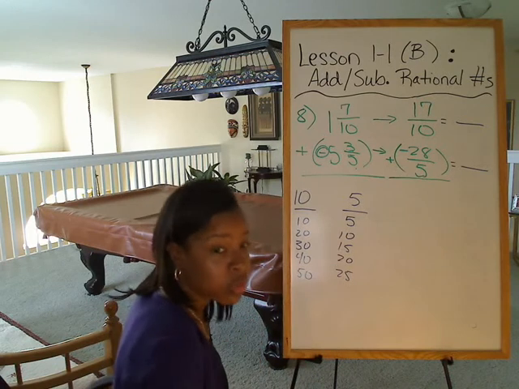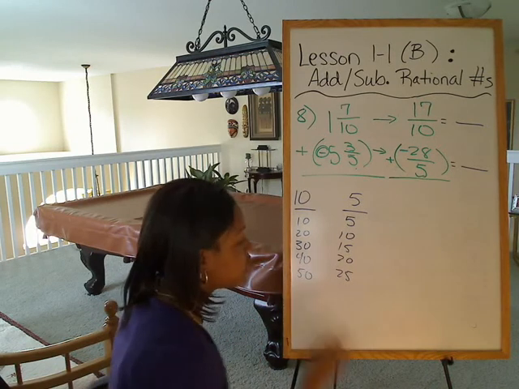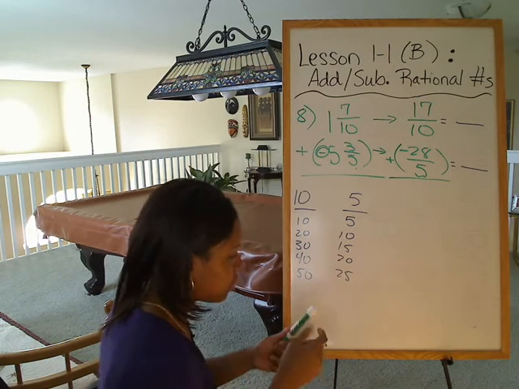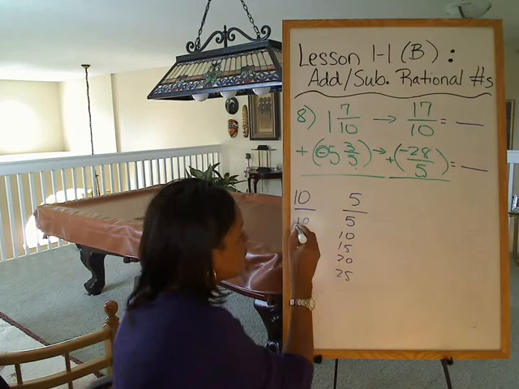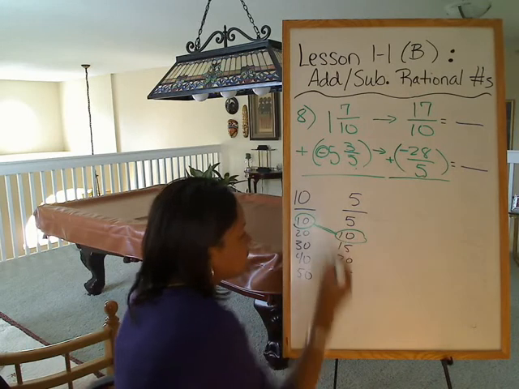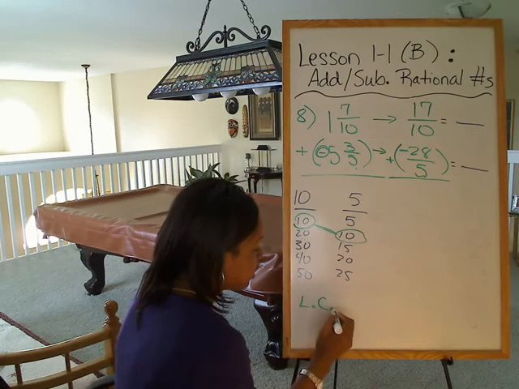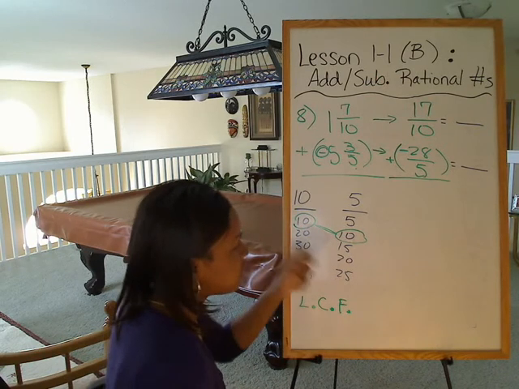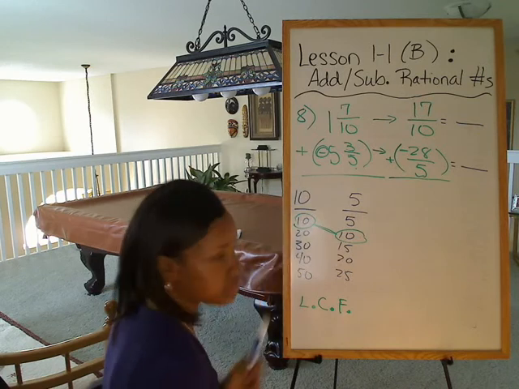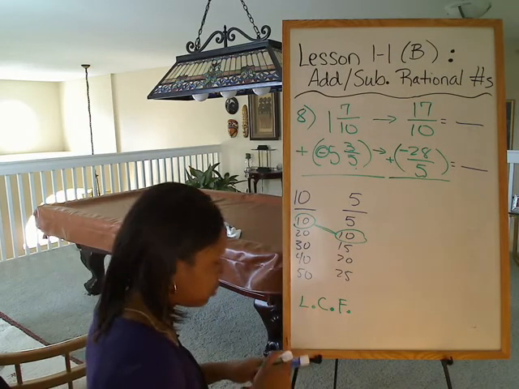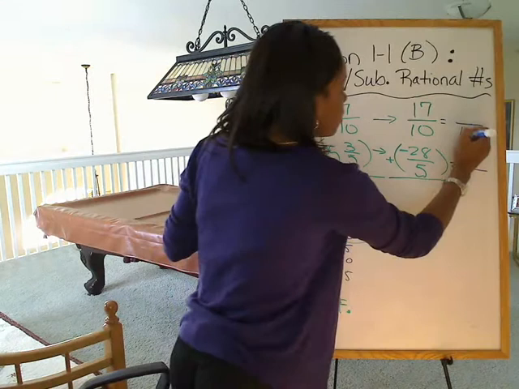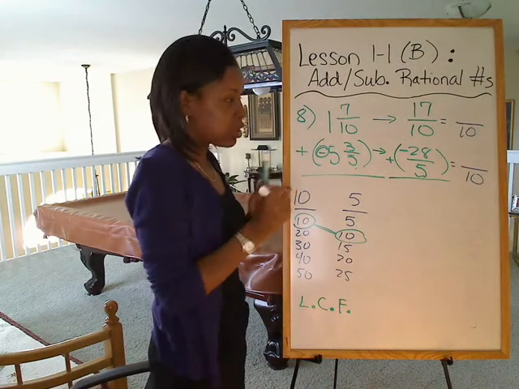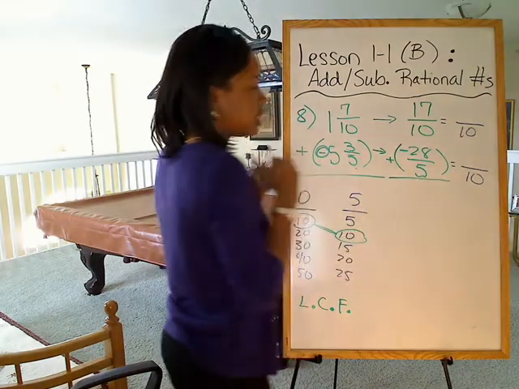Remember before when we were simplifying, we looked for the biggest number. But now we want the smallest number, the least number, which in this case is going to be 10. The least common factor of 10 and 5 is 10. So that's going to be our new denominator. Okay, the new denominator is going to be 10. So all we have to do is make these fractions equal each other.